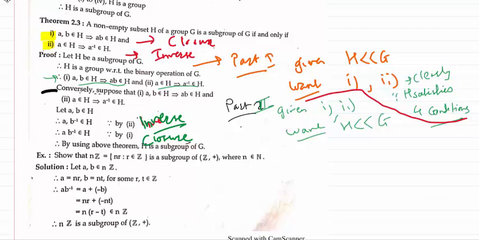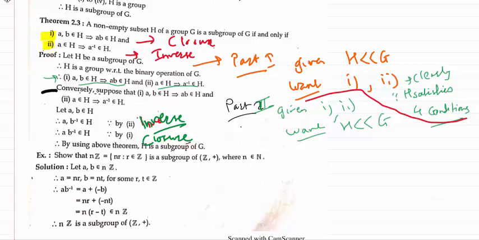Elements in H satisfy these two conditions, closure and inverse. So we utilize first the inverse, then apply closure. So we are guaranteed that AB inverse belongs to H. And we know the above theorem: if AB inverse belongs to H, then H must be a subgroup. In this way we prove this theorem 2.3.